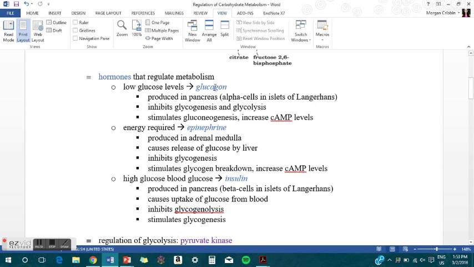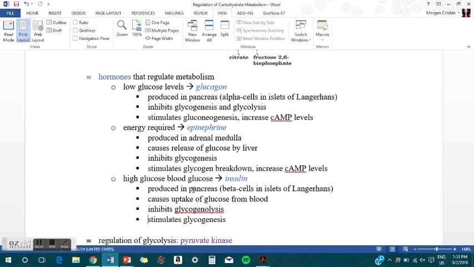This is going to be a fact that you're going to want to be familiar with, because that's a very simple question to ask: what cells in the pancreas produce insulin versus what cells produce glucagon? And it's just the alpha cells for glucagon and the beta cells for insulin.